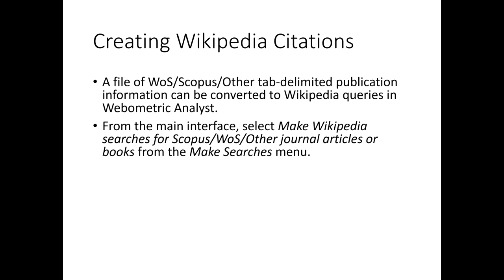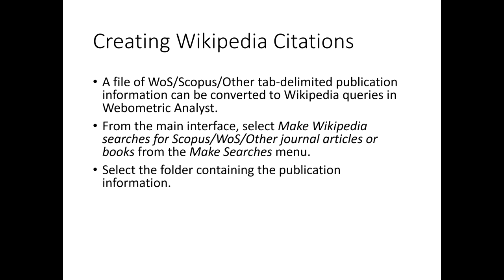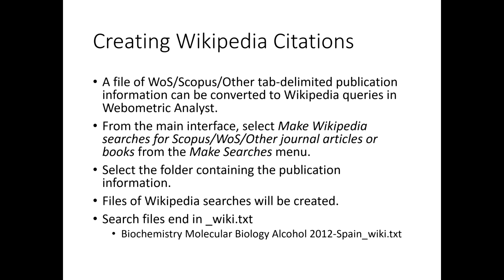To do this, from the main interface, select Make Wikipedia Searches for Scopus, Web of Science or other journal articles or books from the Make Searches menu, and then select the folder containing the publication information, one of the 4 files we've already saved for the Spanish chemistry of alcohol research case study, and then it will create files of Wikipedia searches. These searches will end in _wiki or _wiki.txt, as in the example below. Biochemistry, molecular biology, alcohol research, Spain from 2012.